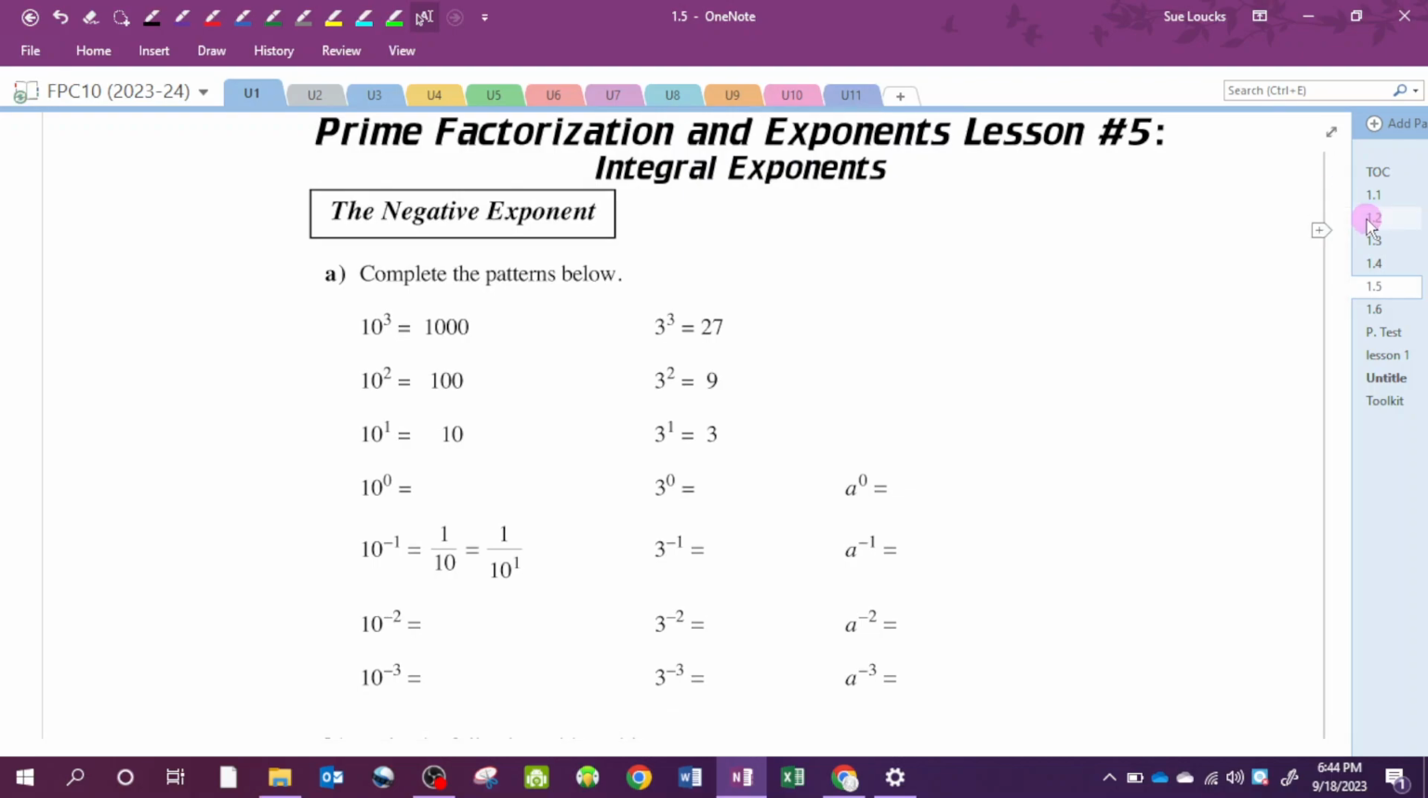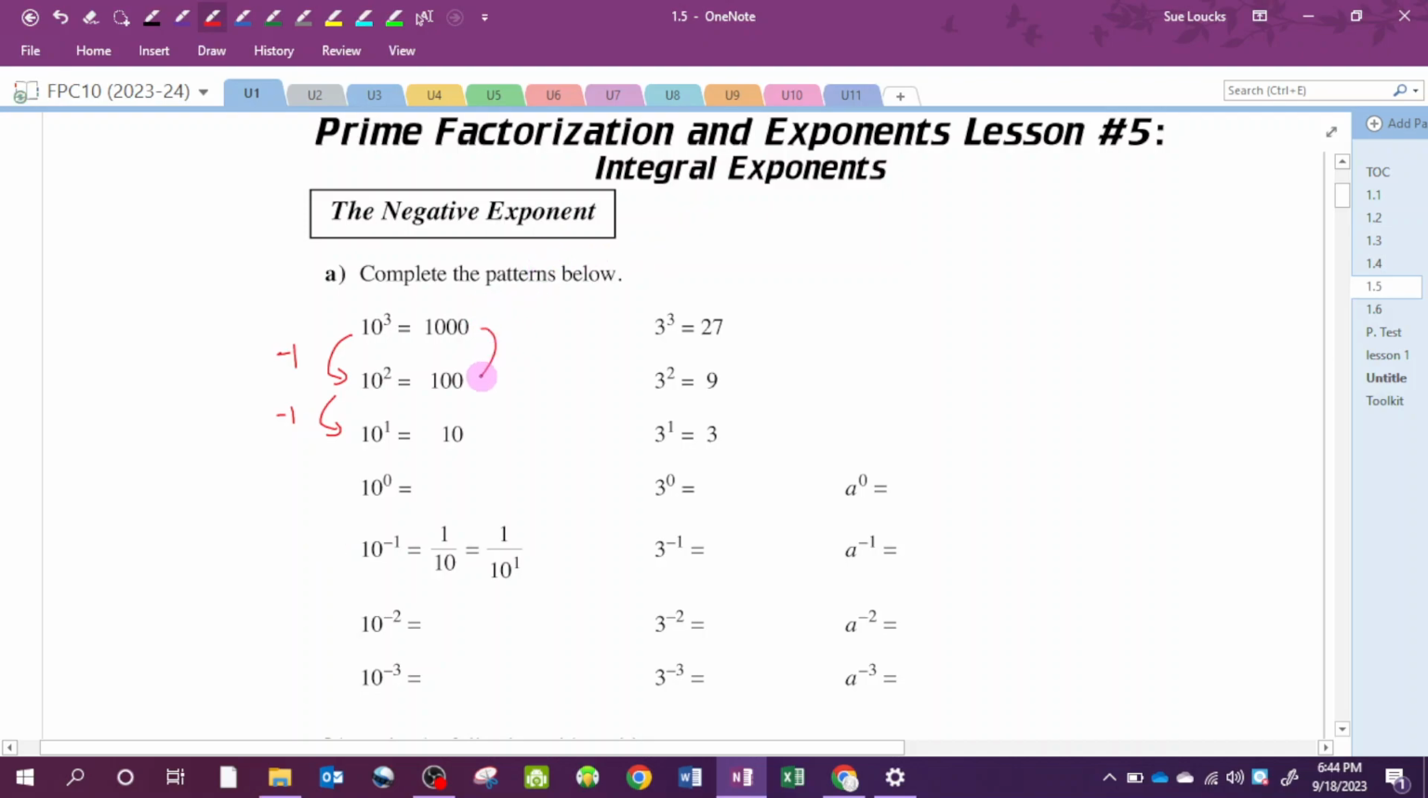Okay, so we're going to start with introducing a negative exponent. What does that mean and how do we know? We're going to look at this pattern here. If I have 10 cubed and I am just going down the column, on the left side the exponent is going down by 1, subtracting 1 each time: 2, 1, 0, -1, -2, -3. The exponent is going down by 1 every time.